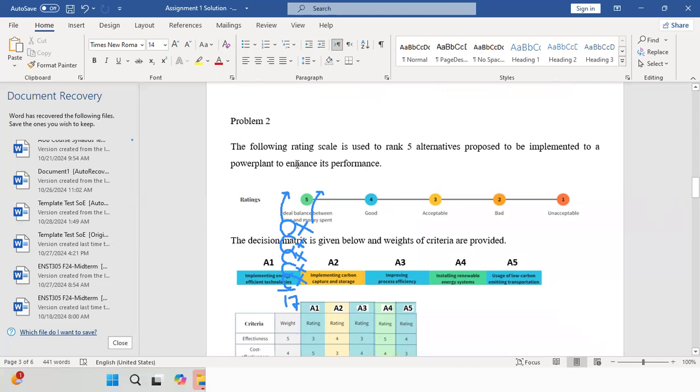So you don't need to normalize here because the scores are already without units and based on a scale. They asked people, for example, I want to enhance my power plant efficiency, and I'm thinking about implementing carbon capture and storage. Do you think this strategy is good, acceptable, bad, etc.? You take the answer, then you take the average answer from expert people, and you put that my average rate for this alternative, based on its effectiveness, was 3.